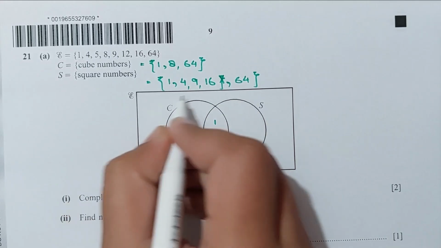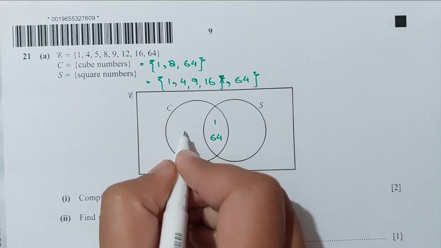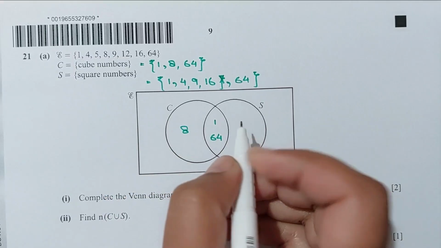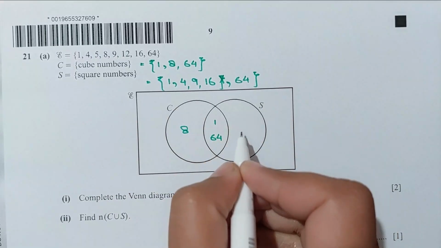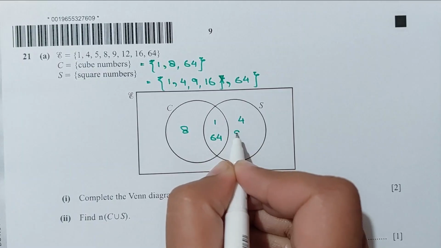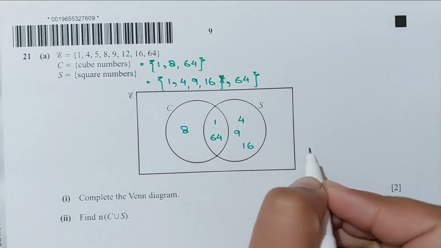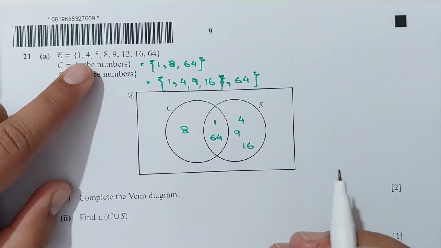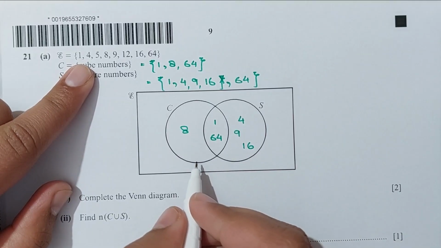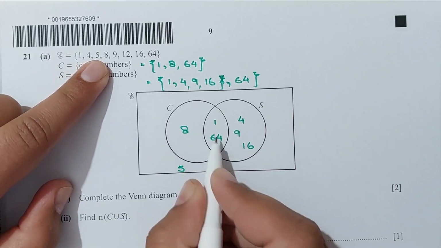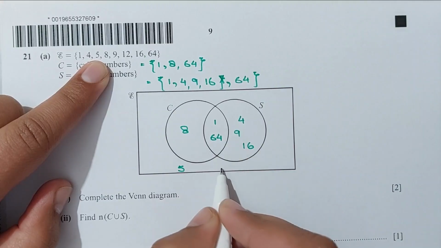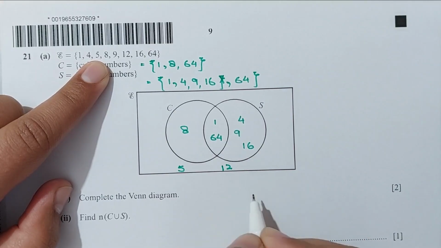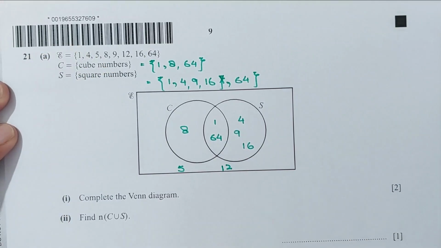Now complete the set C, which is 1, 8 and 64. 8 is over here, right? Complete the set S. 1 and 64 are done. 4, 9 and 16 are left, right? What else is outside? 1, 4. 5 is not present here, so 5 is outside. 8 is done. 9 is done. 12 is outside. 16 is done and 64 is done. So 5 and 12 are outside.